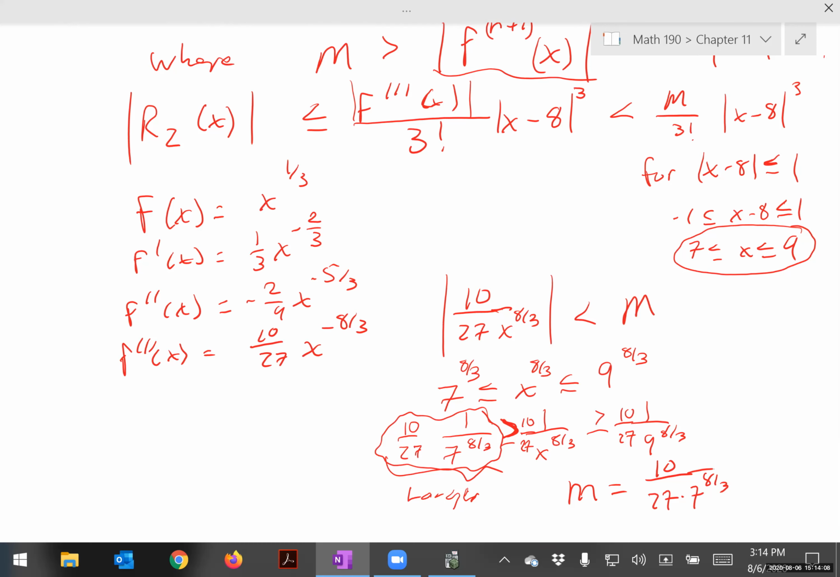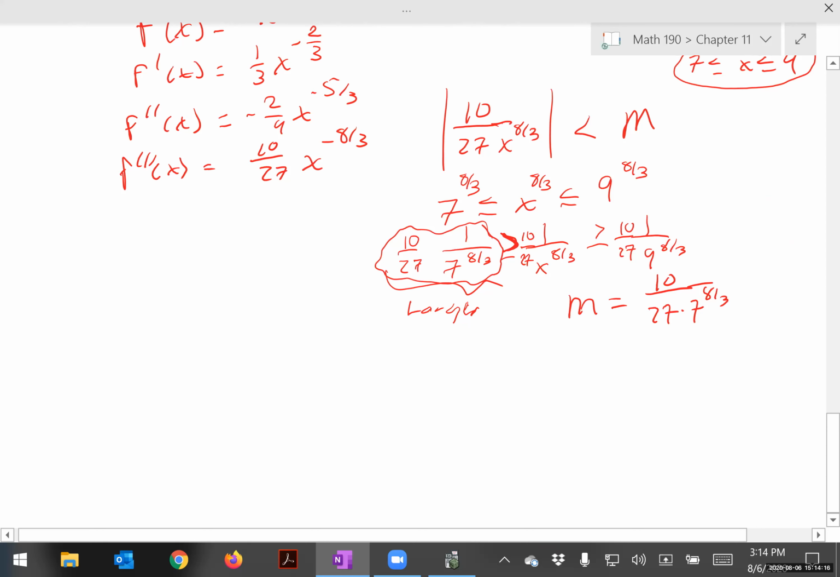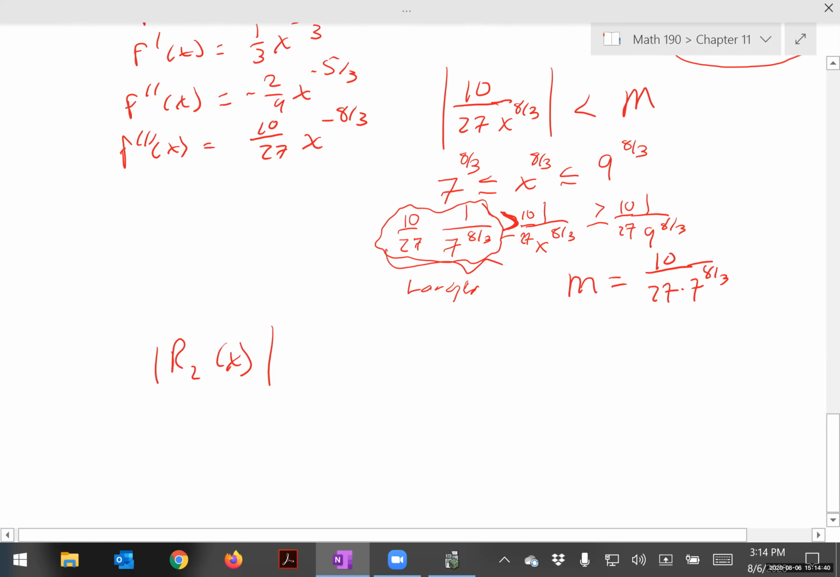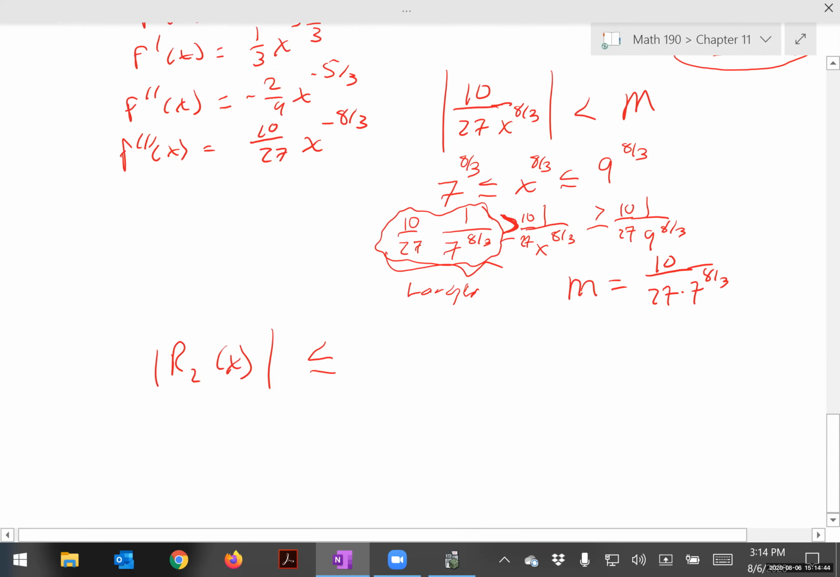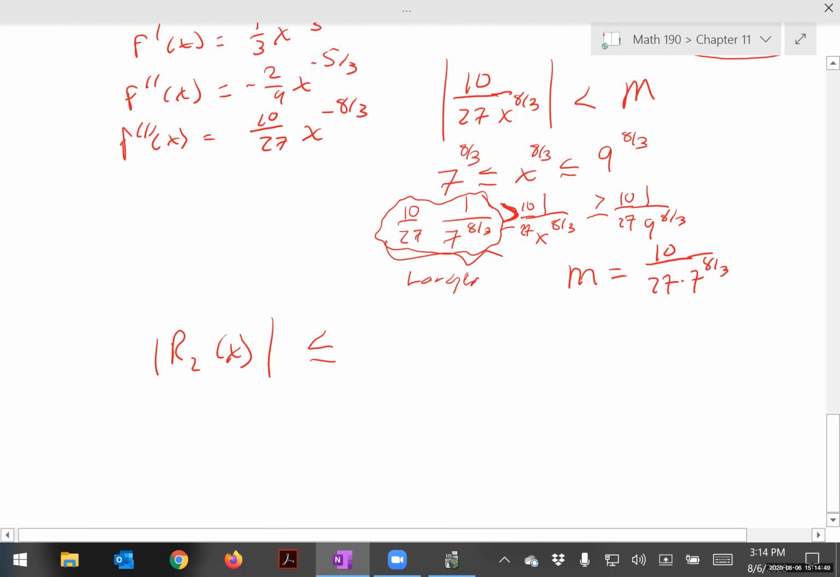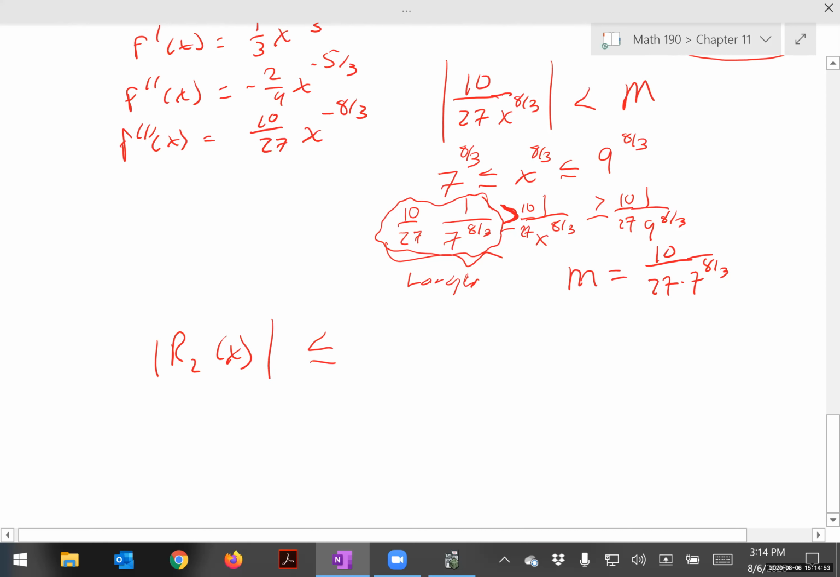Okay. So that's our m. We're going to say, okay, we have the absolute value of r sub 2 of x is less than or equal to m over 3 factorial.